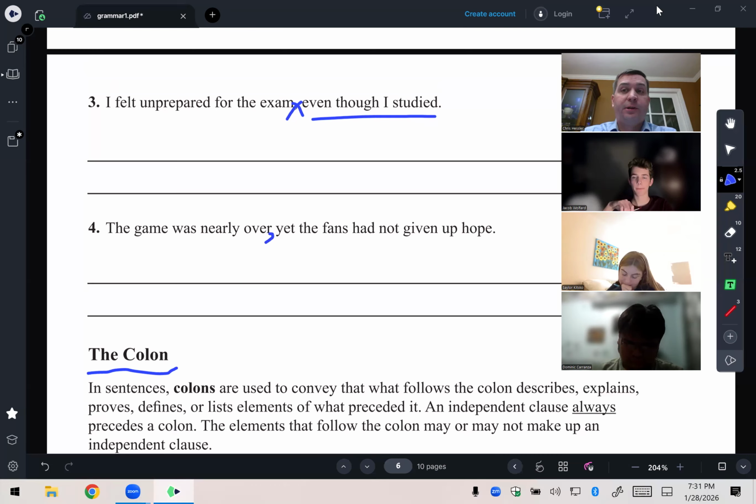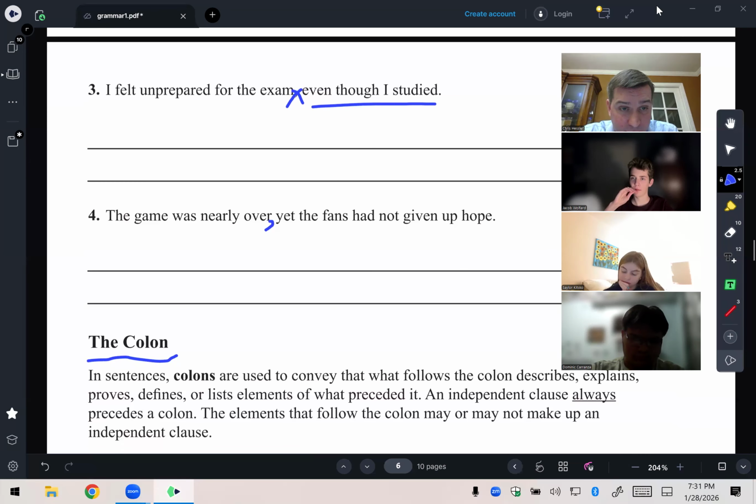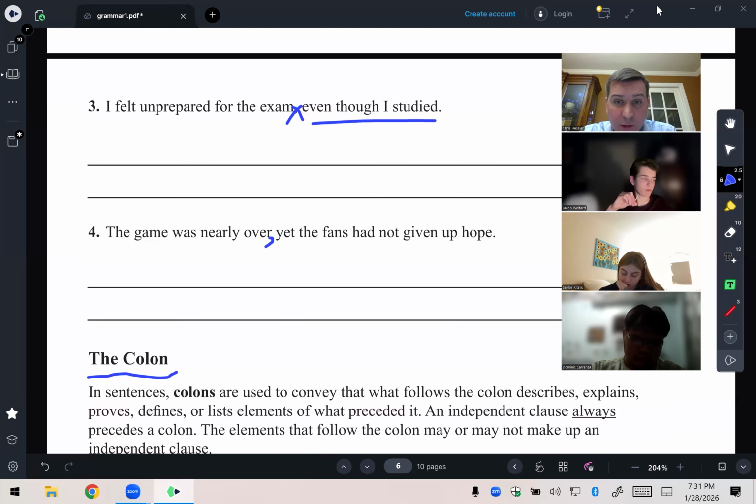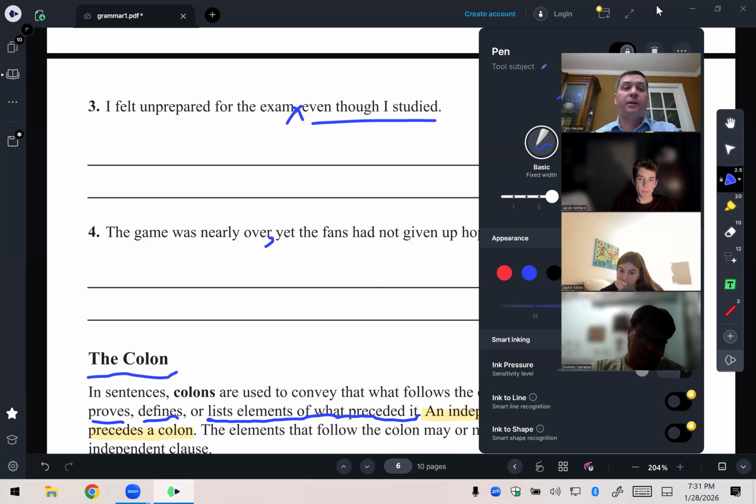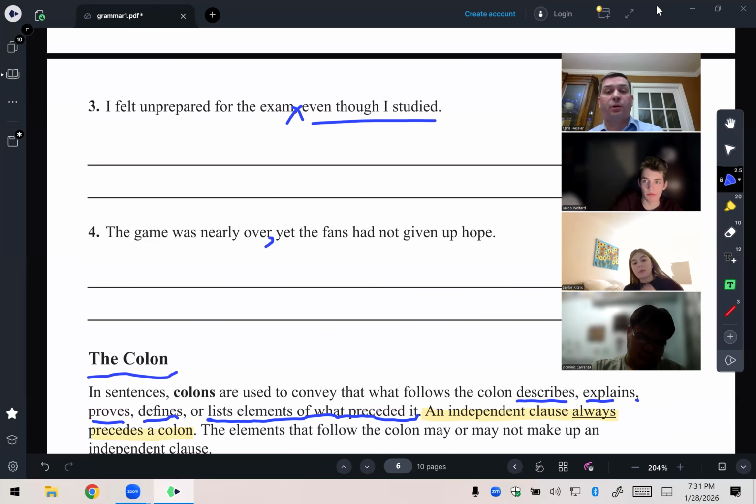So we're going to talk about all the reasons we'll use it, and its rule is different. All right, so in sentences, colons are used to convey that what follows the colon describes, explains, proves, defines, or lists elements of what preceded it. So those are all the reasons we would ever use a colon. But this is the main colon rule. An independent clause always precedes a colon. So something that could be a sentence, a complete thought, always goes in front of the colon.